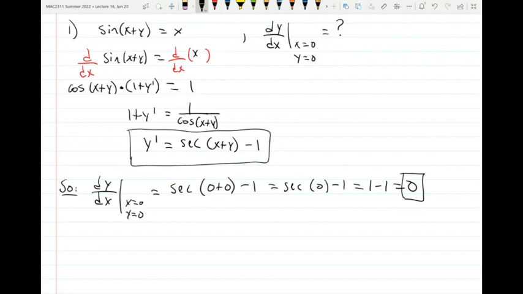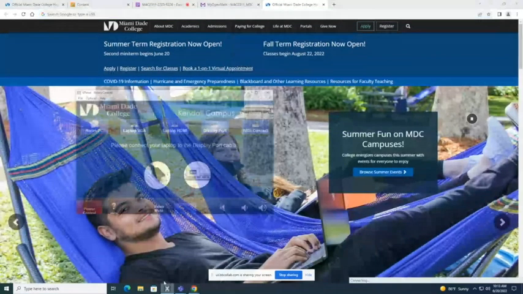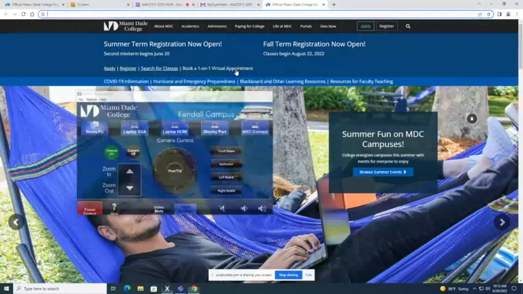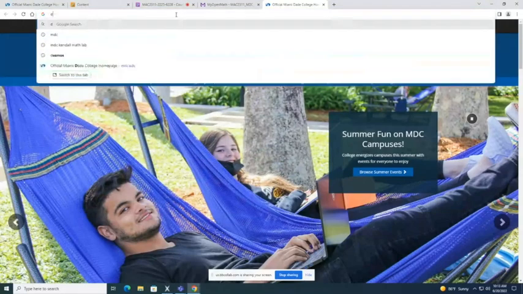That means that we have a horizontal tangent line to this curve. Whatever the curve sine of x plus y equals x looks like at the origin, we have a horizontal tangent line. That's what we have found. Questions? For example, let's see, quickly, without using too much time. It's always good to have a visualization of what we're doing whenever possible.